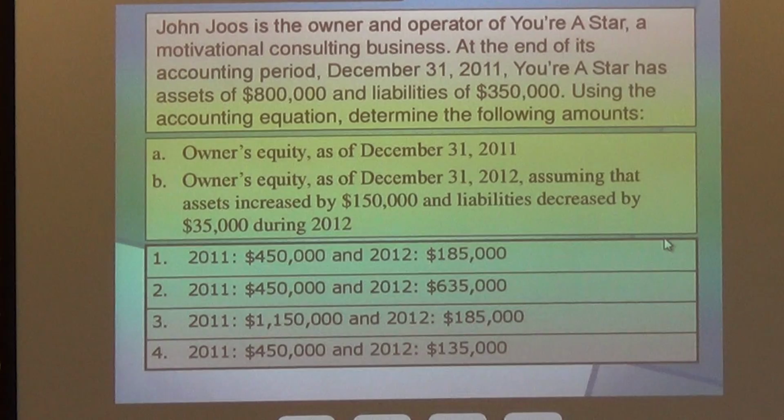All right, so for the first part there, hopefully you got 450,000, right? Pretty simple. Now it says the assets increased by 150,000, so that went up to 950,000. And then it says our liabilities decreased by 35,000, so I'm taking that away. Now that should be 315,000. And so you should have come up with 635. So it should be number 2 or B.